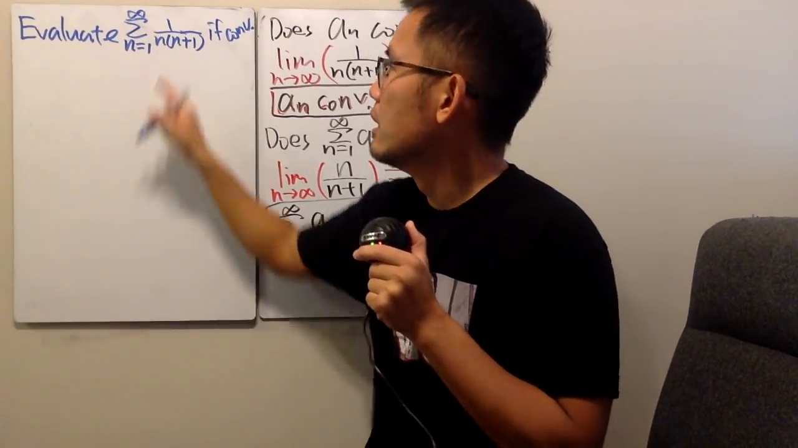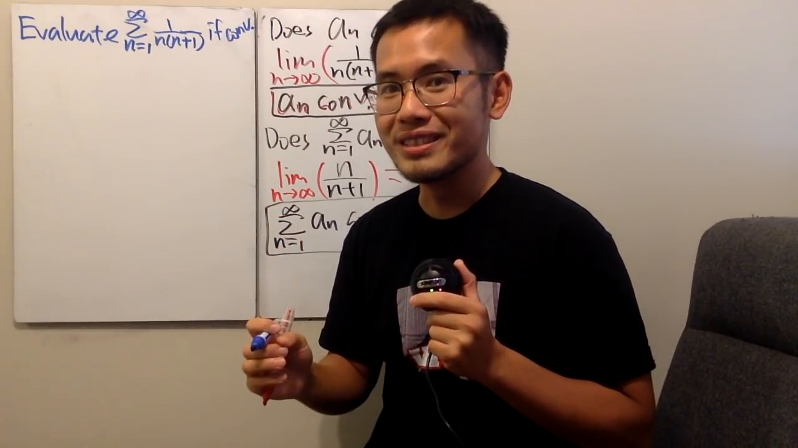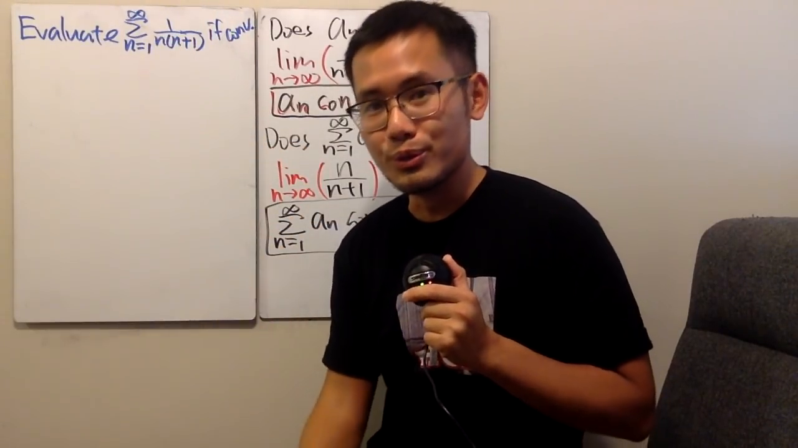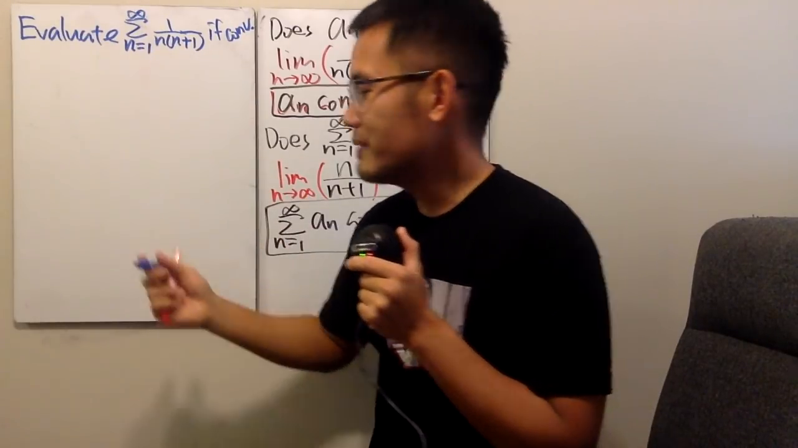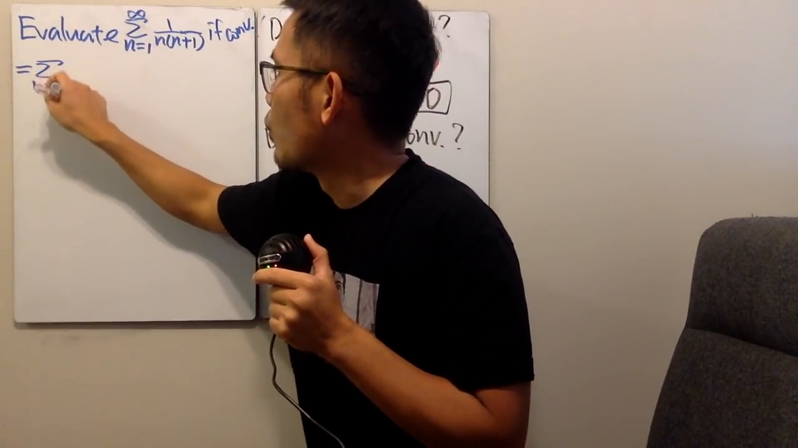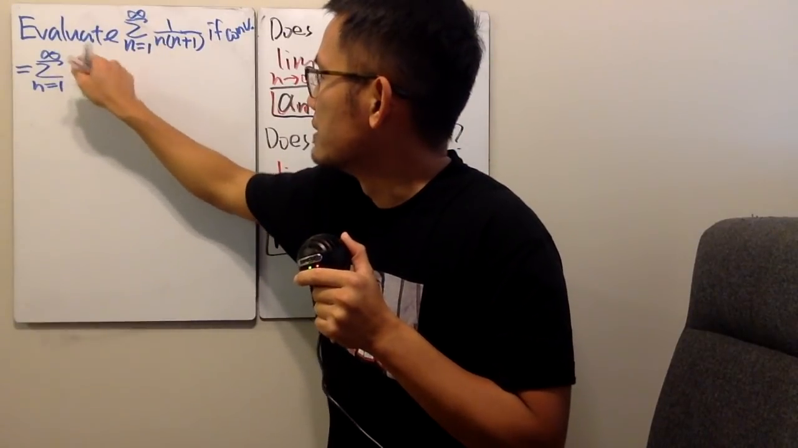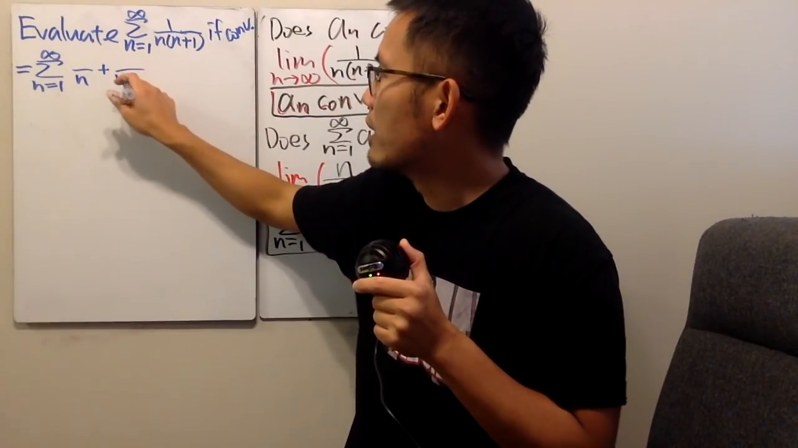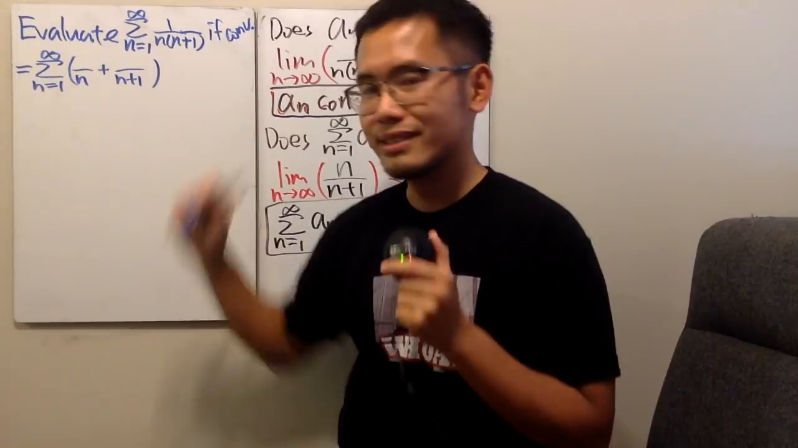Have a look. Here, just recall our usual integrations when we have to integrate 1 over x times x plus 1. What do we do? Partial fractions. We will also be doing partial fractions here. So here, let's go ahead and write this down. Here we have the sum as n goes from 1 to infinity. The first fraction will be some number over n. And then the next fraction will be something over n plus 1.